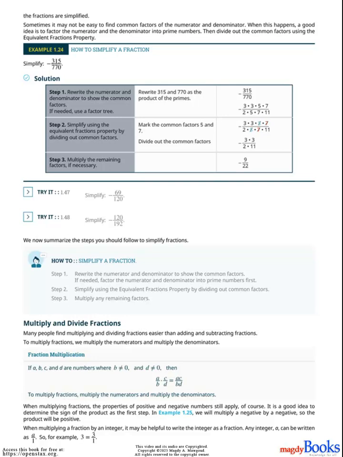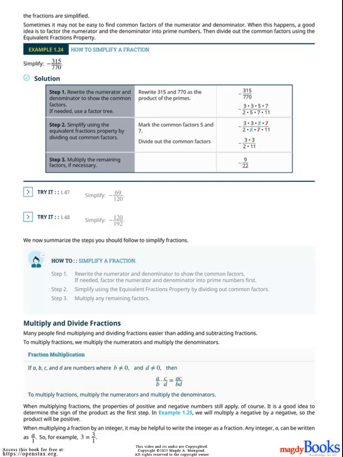Mark the common factors 5 and 7. -3·3·5·7 all divided by 2·5·7·11. Divide out the common factors. -3·3 all divided by 2·11. Step 3. Multiply the remaining factors if necessary. -9/22.